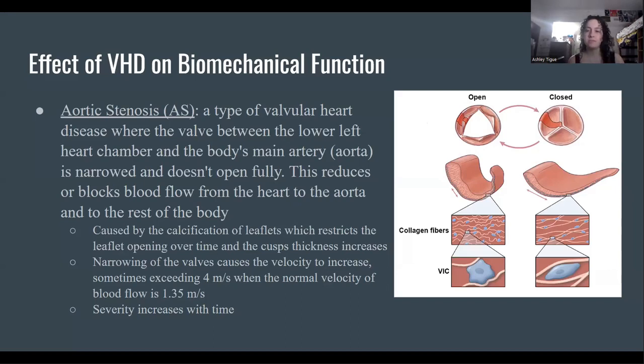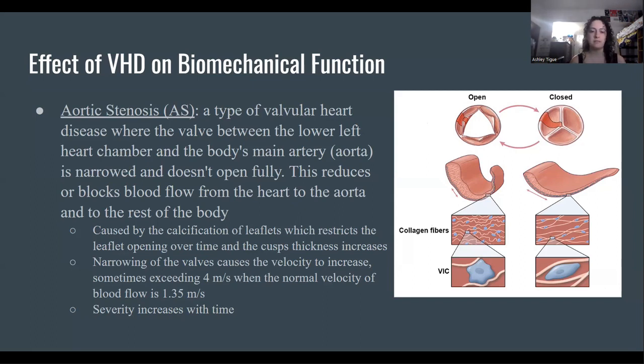One of the most common forms of valvular heart disease is aortic stenosis, which is a type of valvular heart disease where the valve between the lower left heart chamber and the body's main artery is narrowed and doesn't open fully. This reduces or blocks blood flow from the heart to the aorta and to the rest of the body.